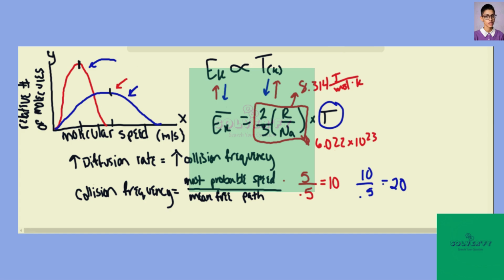Higher diffusion rate, higher collision frequency, higher temperature, higher kinetic energy, higher speed. These things will all be related. Lower kinetic energy, lower temperature, lower speed, lower collision frequency, and lower diffusion rate.